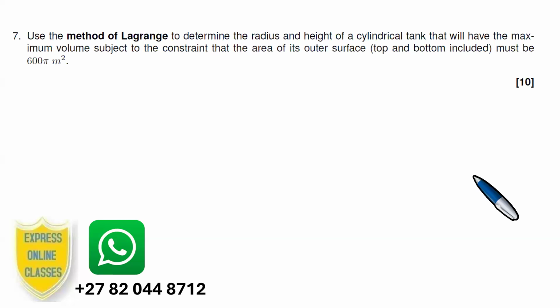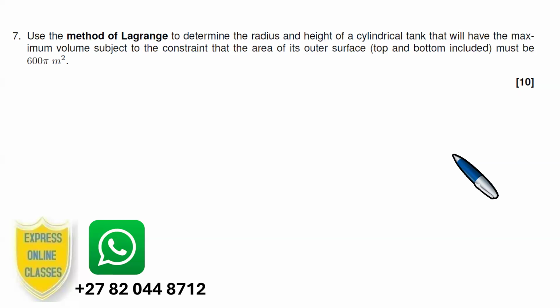The next one is seven, the method of Lagrange. Use the method of Lagrange to determine the radius and height of a cylindrical tank that will have the maximum volume subject to the constraint that the area of its outer surface, and the outer surface means the top and bottom included. So, in other words, this is not just a cylindrical tank, but it has a lid, and it is sealed at the bottom so that you do not have any leaks.